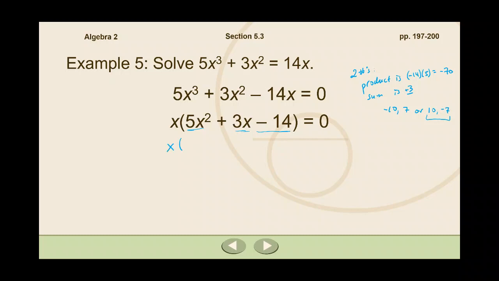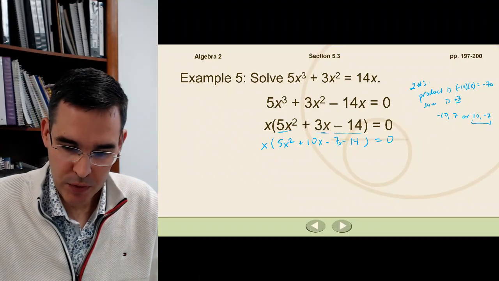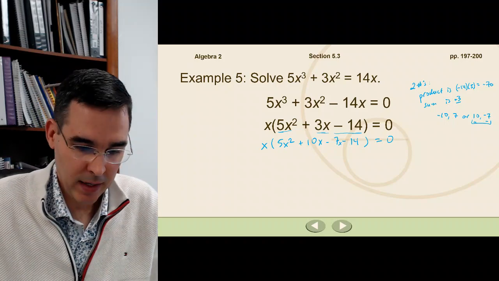5x squared. Now I'm going to take this 10 and the 7, and I'm going to substitute them for this middle term. Plus 10x minus 7x minus 14 equals 0. What order do I put them in? Why did I put the 10 first and the 7 second?